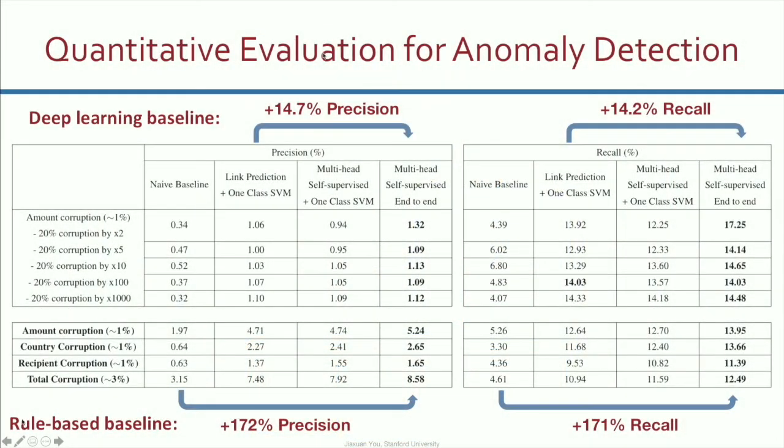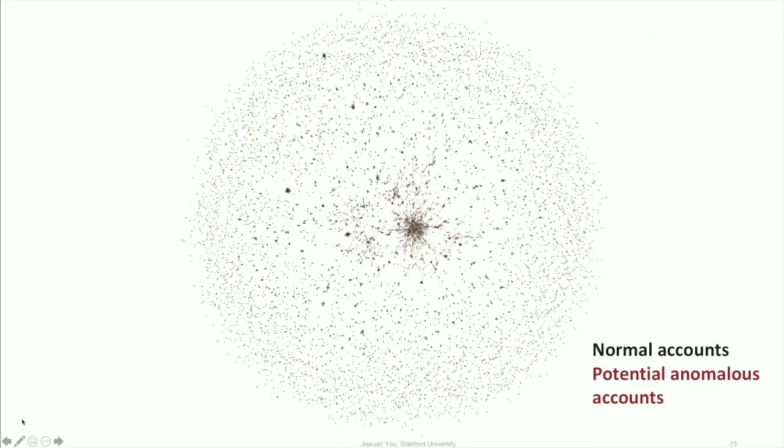In the experiment, we show that Roland can significantly outperform the baselines. For example, compared to the rule-based baseline, our model can achieve more than 170% improvement in terms of precision and recall. And compared to other deep learning baselines, Roland can achieve more than 14% precision and recall performance gain. Finally, I show an interesting visualization of Roland on a subset of our transaction network. Here, the red dots are the potential anomalous accounts predicted by Roland, and the black dots are the normal accounts.